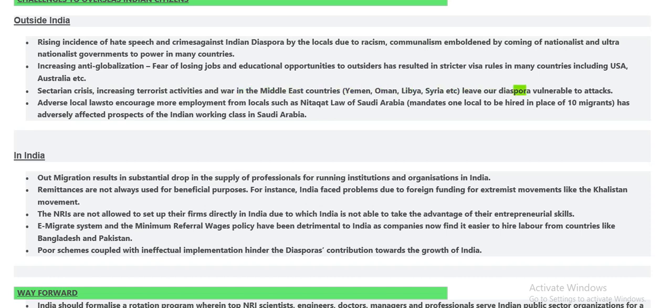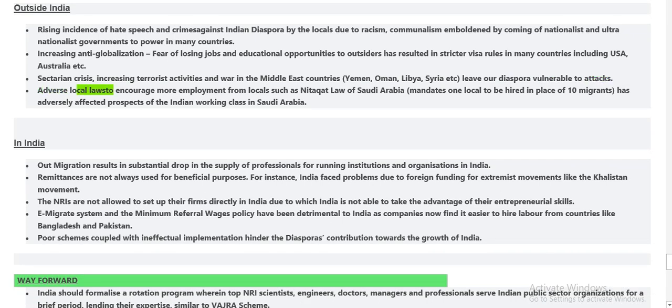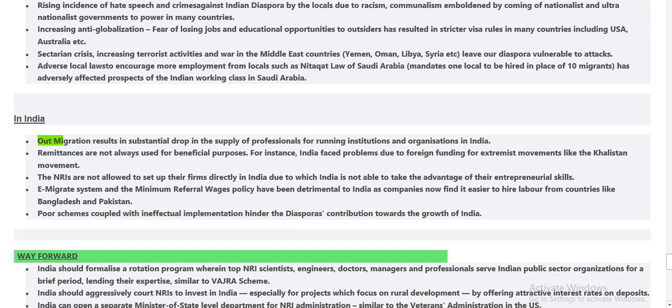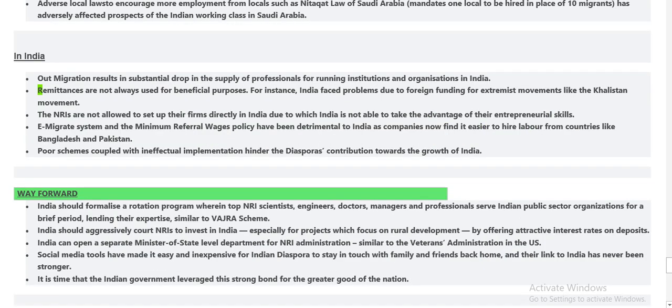including USA, Australia, etc. Sectarian crisis, increasing terrorist activities and war in the Middle East countries, Yemen, Oman, Libya, Syria, etc., leave our diaspora vulnerable to attacks. Adverse local laws to encourage more employment from locals, such as the Nitaqat law of Saudi Arabia, which mandates one local to be hired in place of 10 migrants, have adversely affected prospects of the Indian working class in Saudi Arabia.